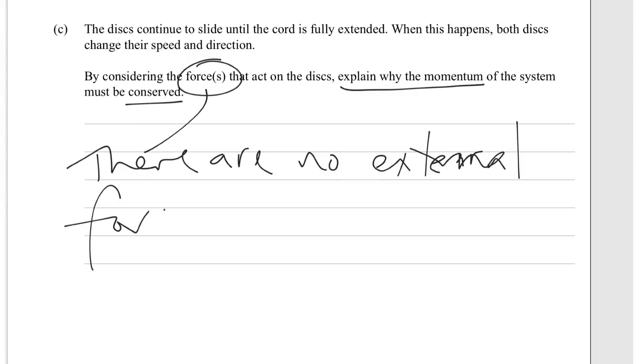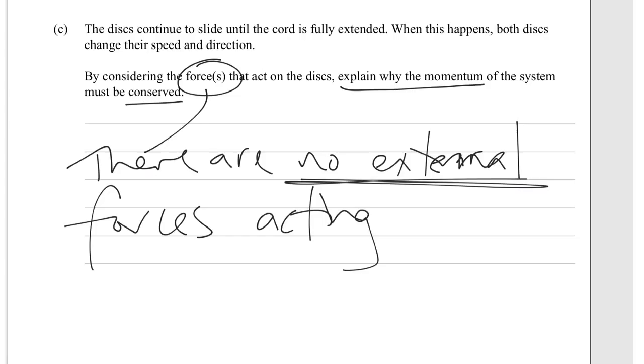there are no external forces acting, because the force acting on one acts on the other one through the tension of the cord, and because there are no external forces acting, you're not changing the momentum of the system. So if they're all internal, then it's just a shift in momentum within the inside of the system, you could say. That really covers it, I guess.